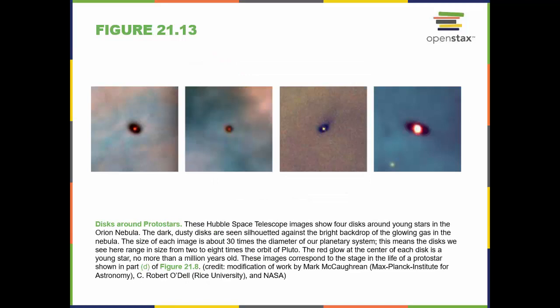So here we see some pictures of disks surrounding protostars. Once again, these are Hubble telescope images, and they show 4 disks around these young stars in the Orion Nebula. And the dark, dusty disks are seen silhouetted against the bright backdrop of the glowing gas in the nebula. The size of each of these images is about 30 times the diameter of our planetary system. So this means that the disks we see here range in size from 2 to 8 times the orbit of Pluto.